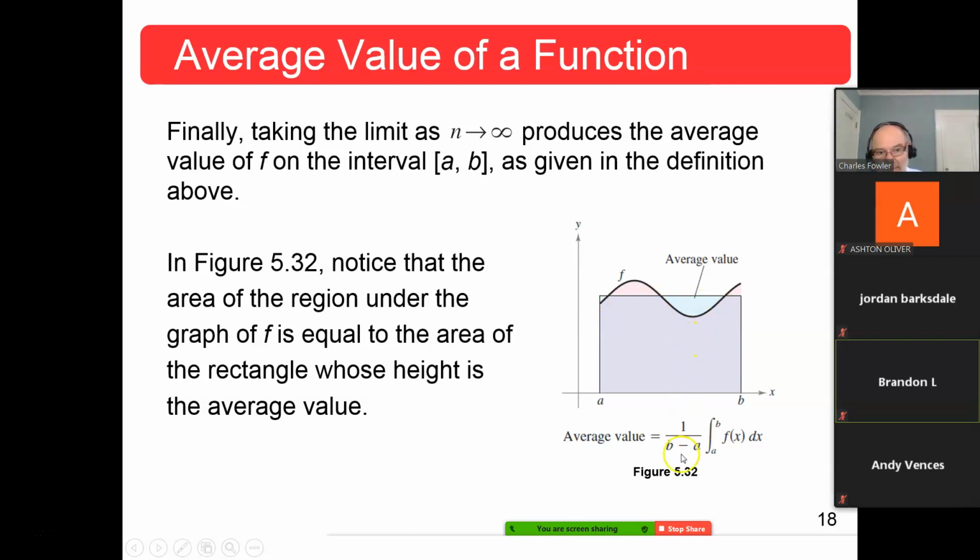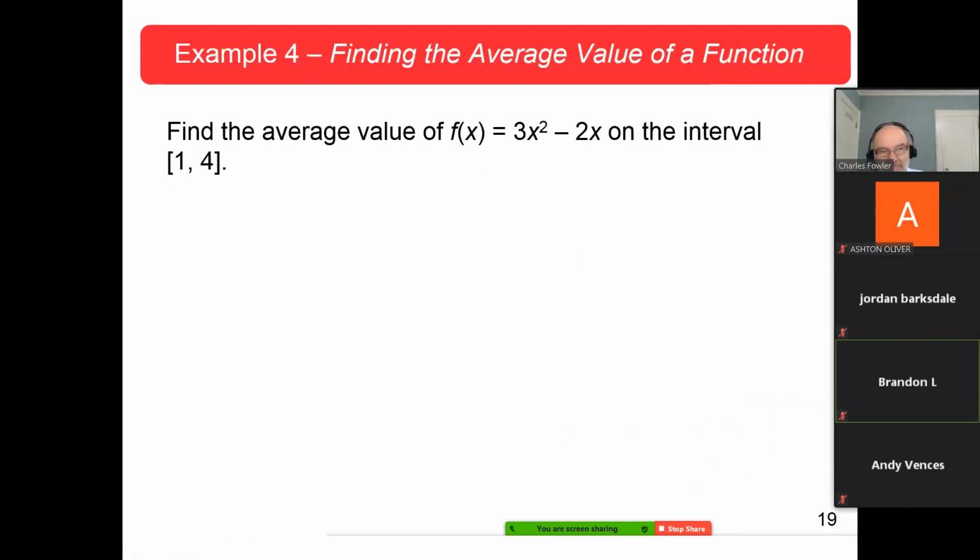Okay? How do we get it? Do the integral, divide by b minus a, or multiply by 1 over b minus a. Okay, so here's example 4. Let's do it.